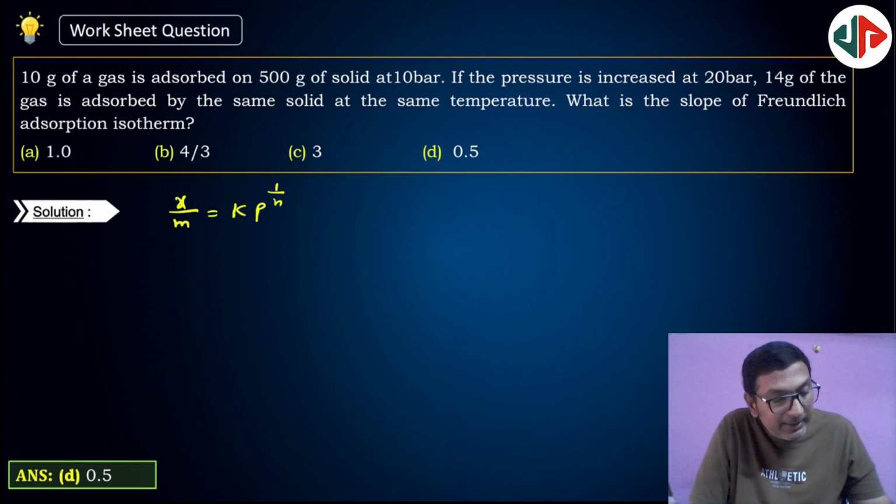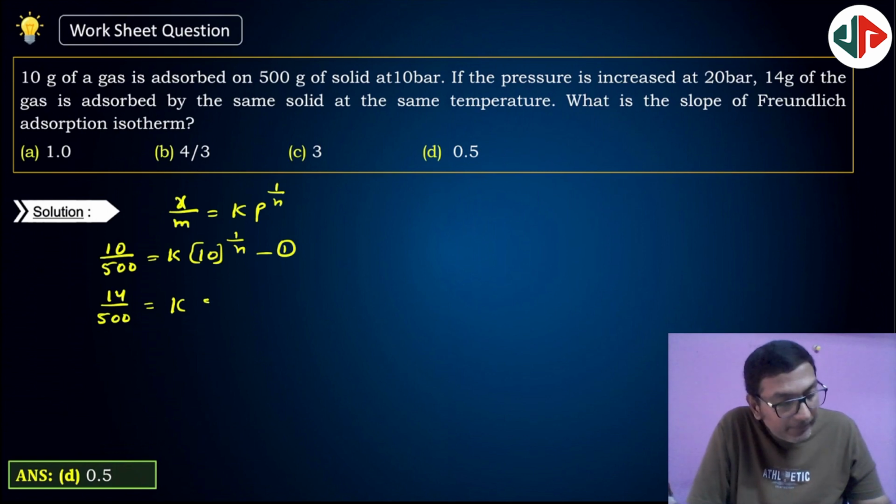That means we can write like this. First condition. So 10 grams adsorbed on 500 is equal to K, constant, into pressure 10 power 1 by n. So this is expression 1. Next, second case. 14 grams on the same solid, 500, equal to K into pressure 20 power 1 by n, which is expression 2.